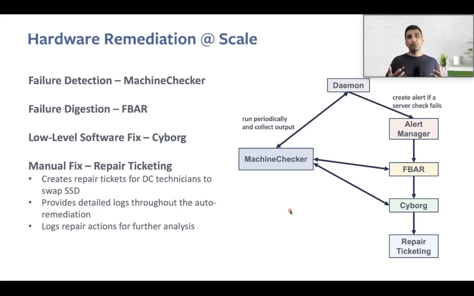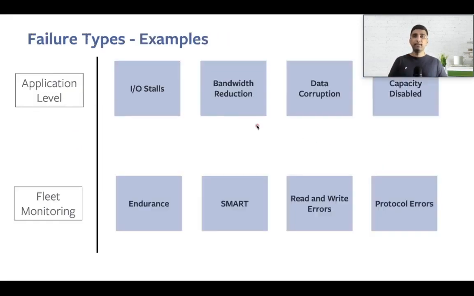Now that we have gone through an overview of the health monitoring and remediation setup, let's take a look at failure types which get triggered by the alert manager from the data which is collected by the machine checker. This slide breaks down a few examples of the many failures we see in the fleet in two broad categories: failures we see from an application level point of view, and the failures which are caused by monitoring individual flash devices in the fleet.